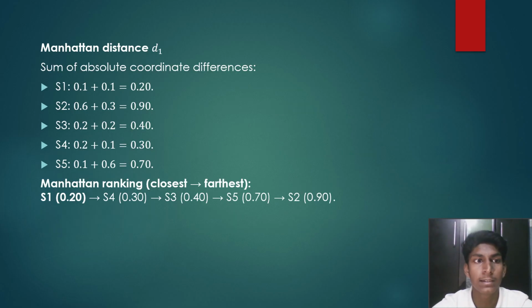Now using Manhattan distance: 0.1 plus 0.1 that is 0.20, 0.6 plus 0.3 that is 0.9, 0.2 plus 0.2 that is 0.40, 0.2 plus 0.1 that is 0.30, 0.1 plus 0.6 that is 0.70. Manhattan ranking, closest to farthest, is S1, S4, S3, S5 and S2 respectively.